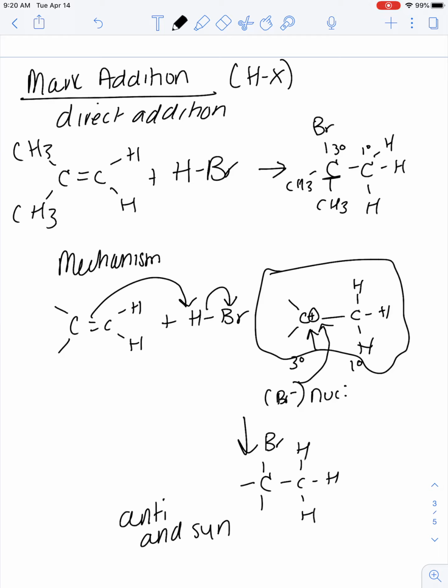Another problem with these types of reactions is that we are using strong acids, and depending on the alkene that we're working with, we could have a lot of different side reactions with the other functional groups in the molecule just because we are working with a strong acid.